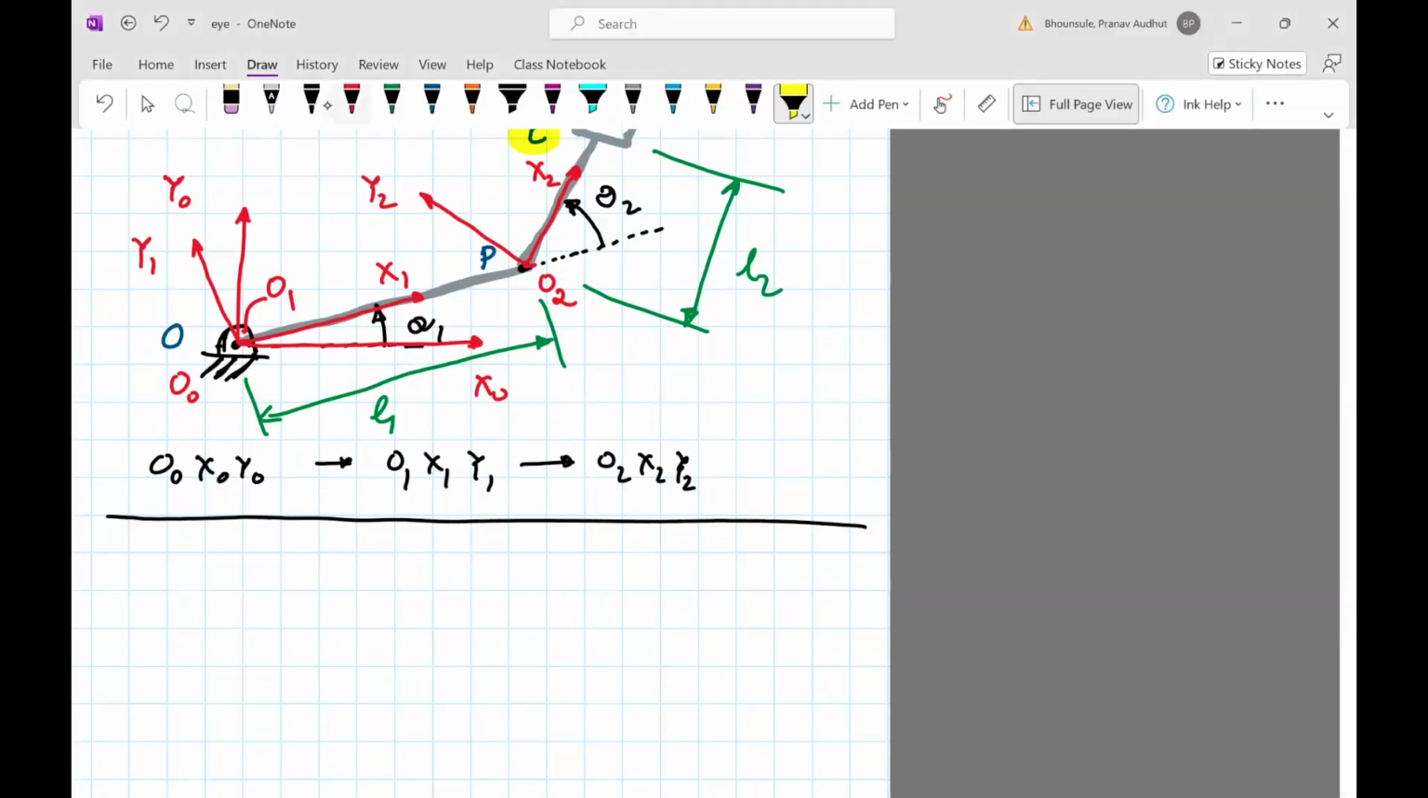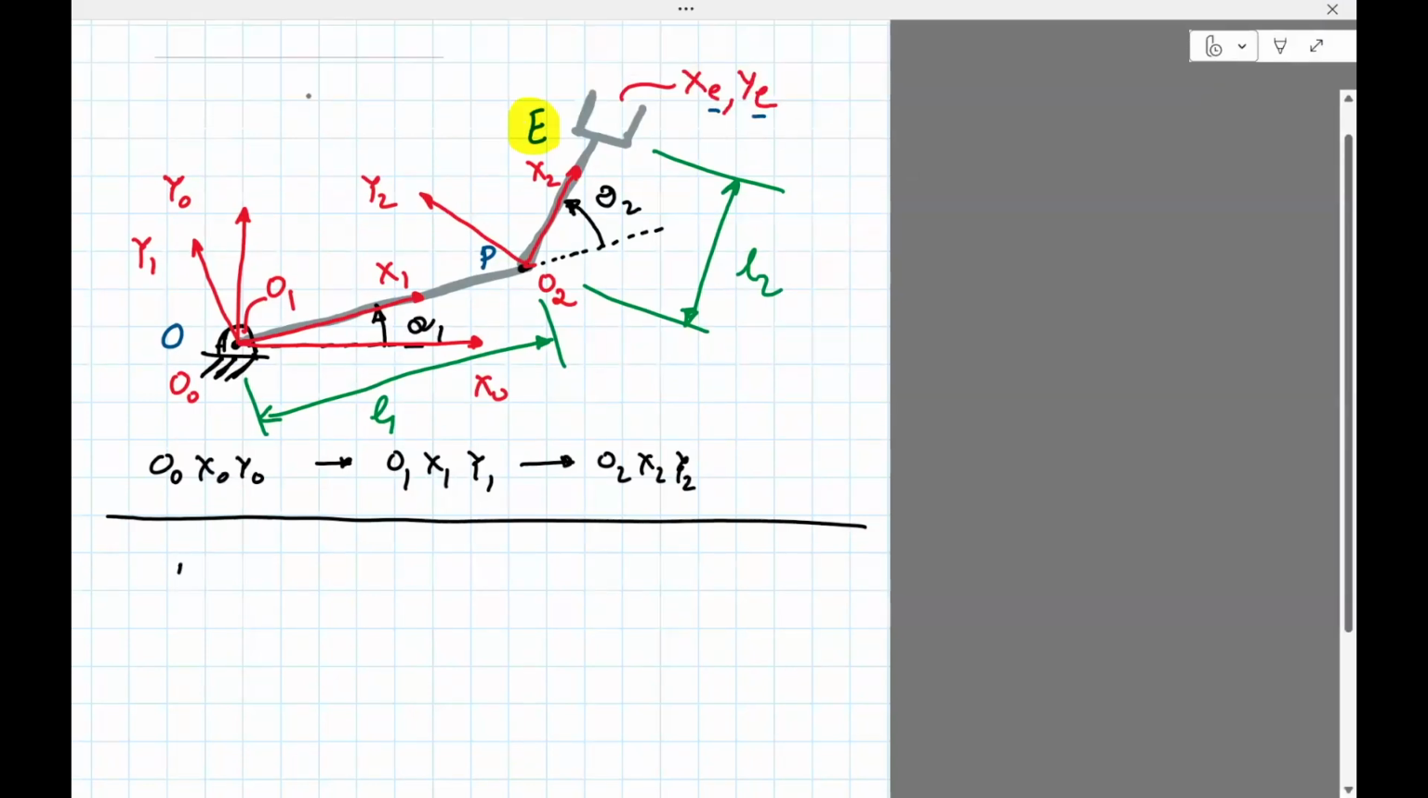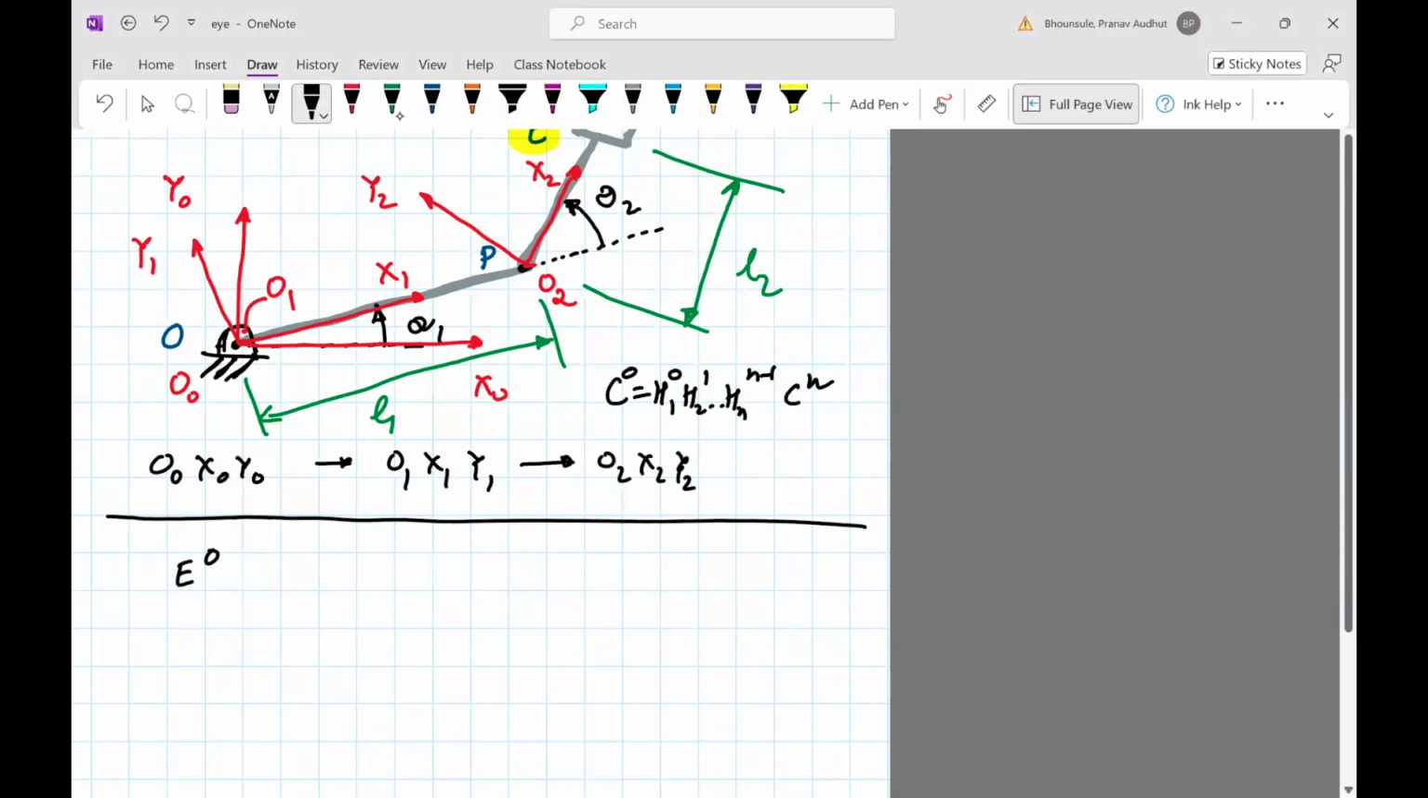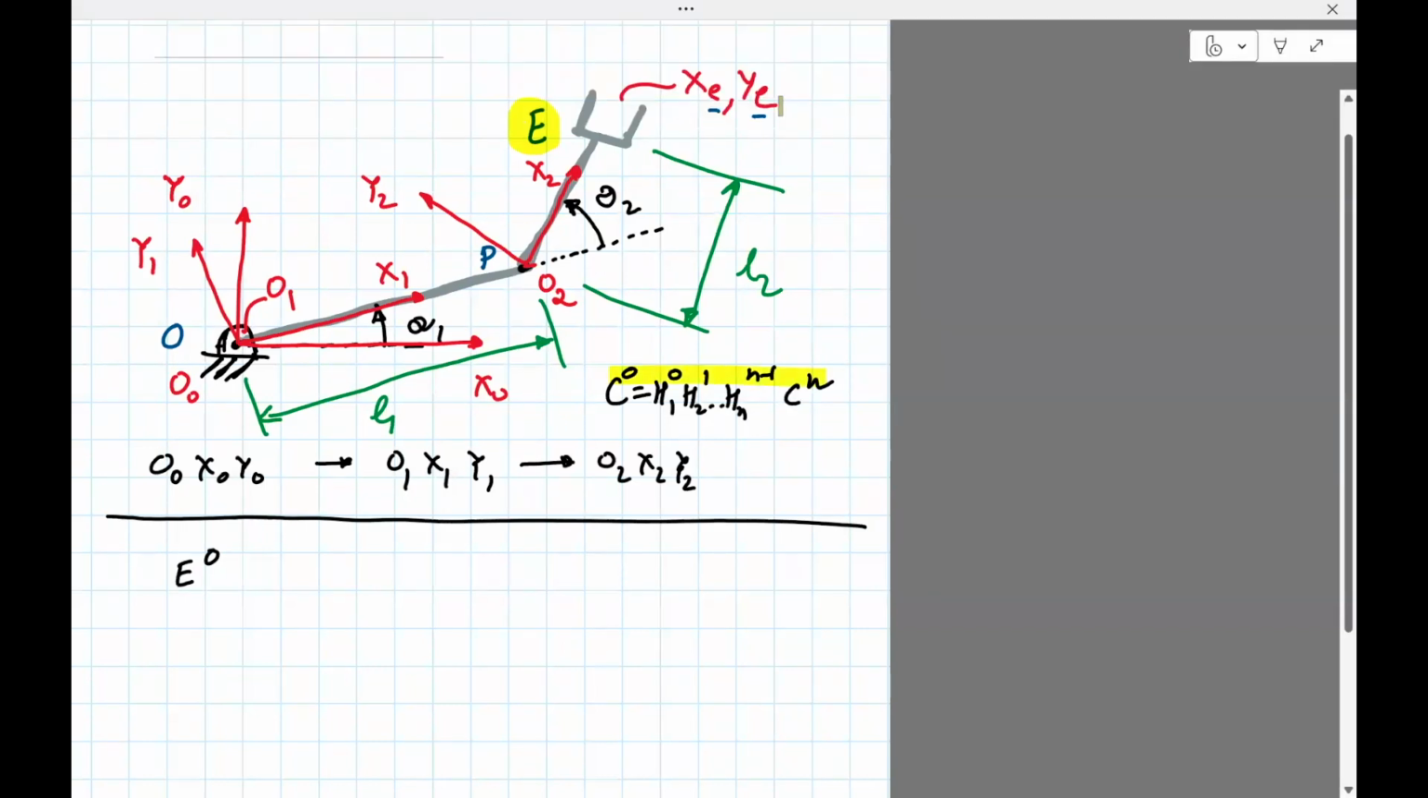So what we'll do is write a formula for E in the base frame, right? And what we've seen before, if you recollect, is C0 is H1^0, H2^1, and so on, Hn^(n-1) Cn, right? This is the formula we derived some time back. I'm just going to apply the same formula.